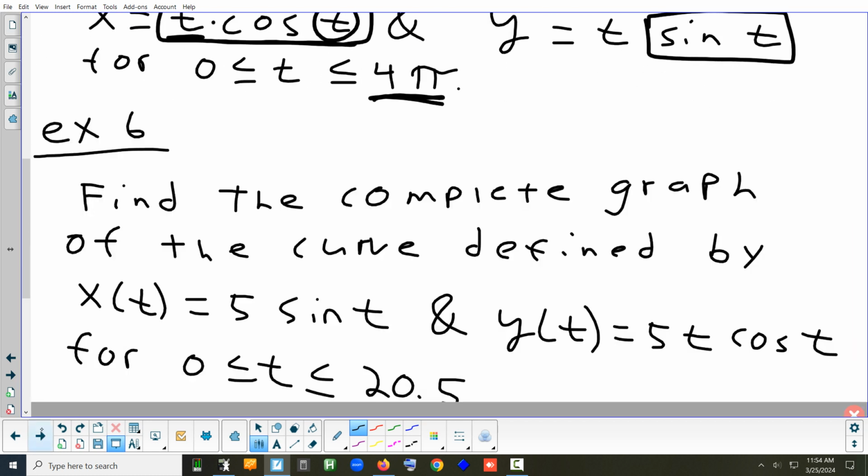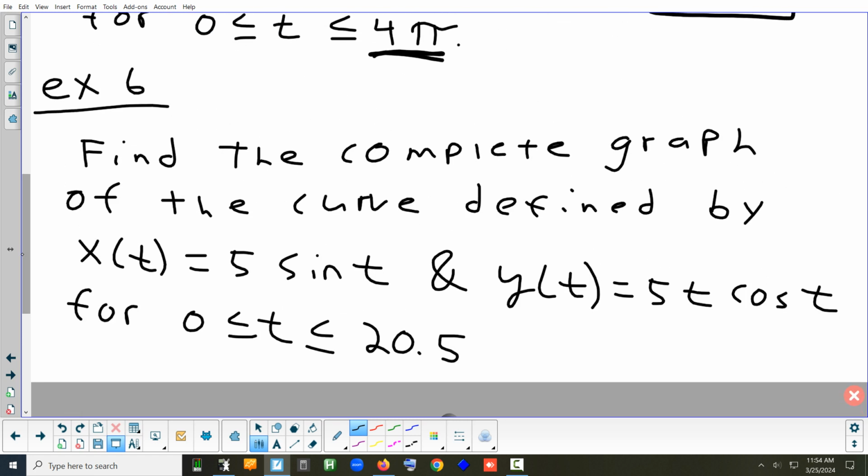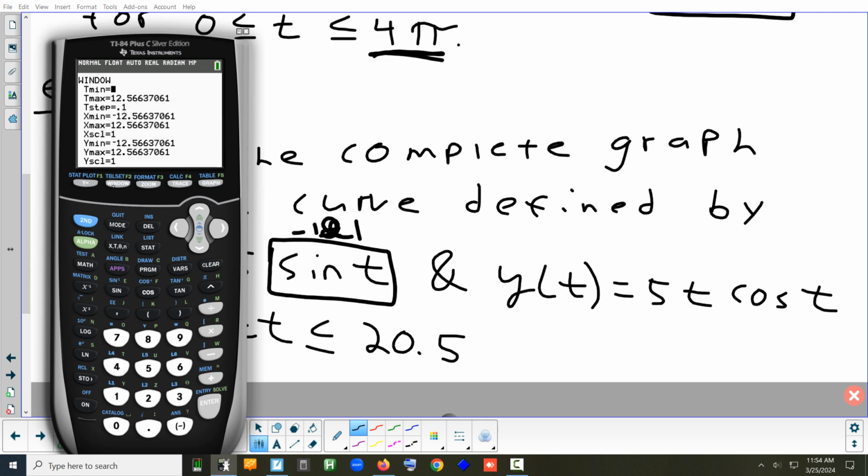All right, let's try this one. This one is 5 sine t for x and 5t cosine t for y. Let's start with this. Sine is always between what 2 numbers? Negative 1 and 1. If you multiply something that's between negative 1 and 1 by 5, what will your new value be between? Negative 5 and 5. Yes. So for x's, we only need to worry about negative 5 to 5.